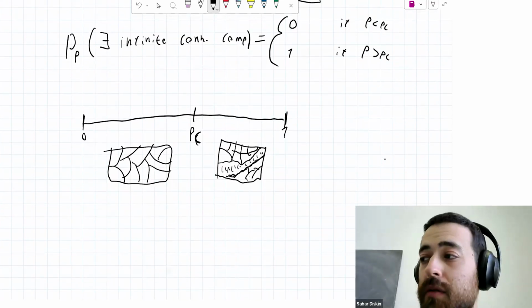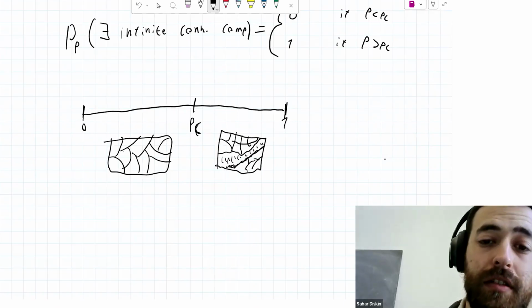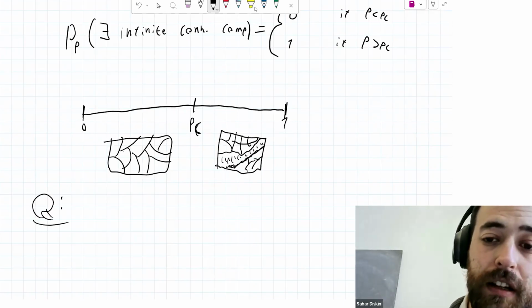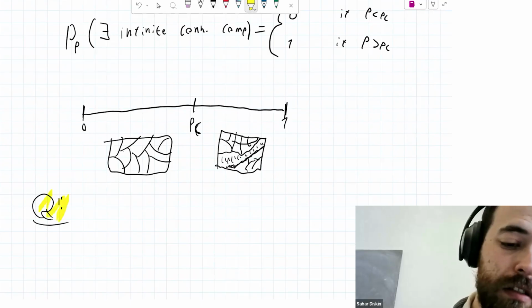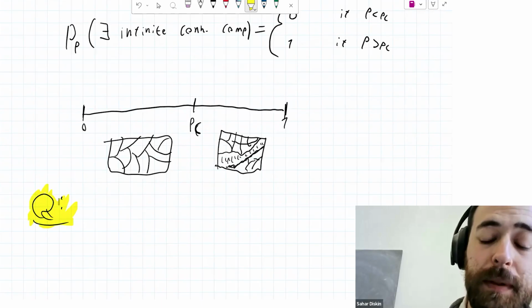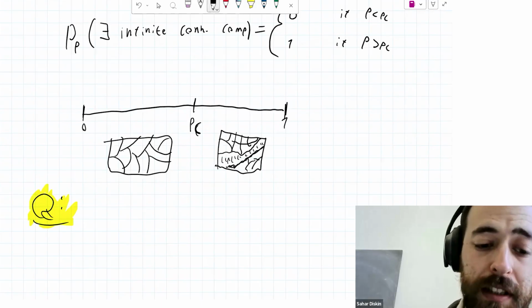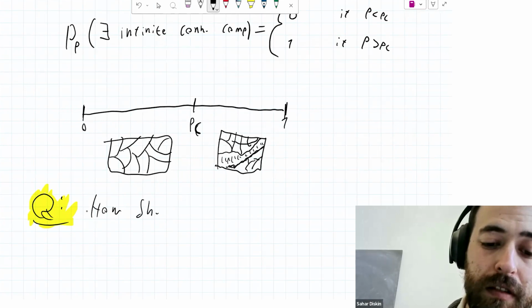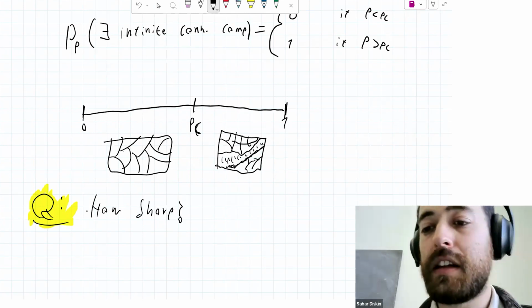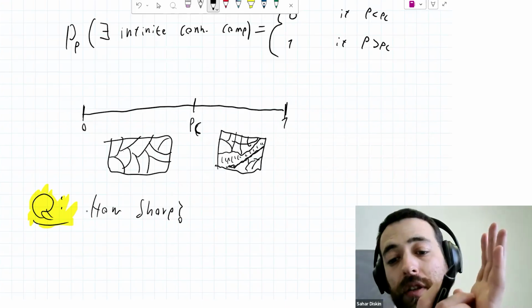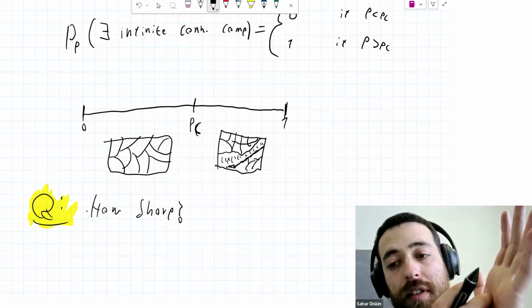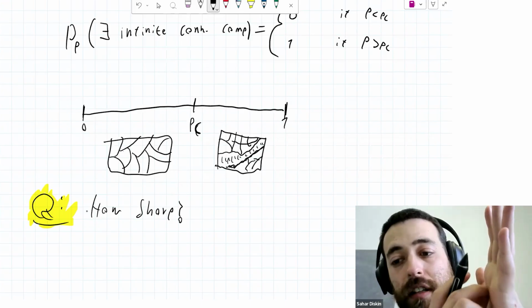And then a very natural question to ask is how sharp is this thing? How sharp is this phase transition? And we see this type of phase transition happening in many, many places. For example, consider water, right? Exactly at zero temperature. Below zero temperature, it's solid, and above it, it's liquid.